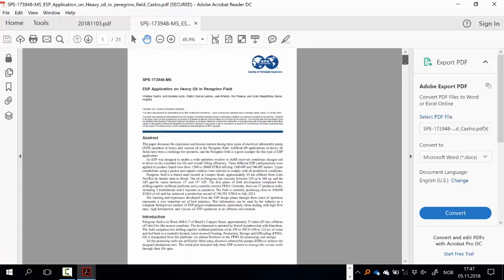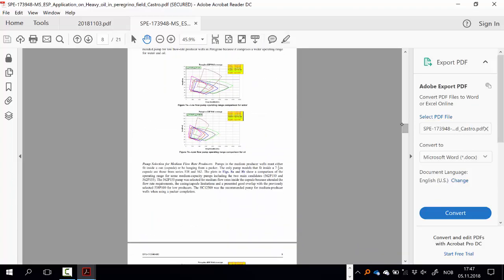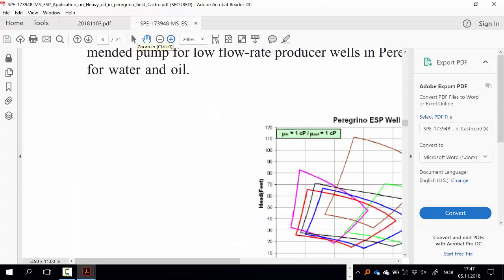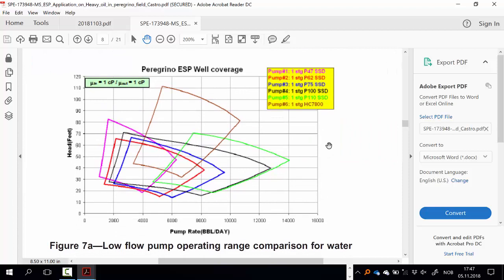This is for this field that I showed you before, the Peregrino in Brazil. Let's see if they put here the curve of the pump. You see? You have 6 different pumps that each one of them have their own operational envelope. And now you know why. Maximum frequency, minimum frequency, upthrust and downthrust, and your point has to be in between.